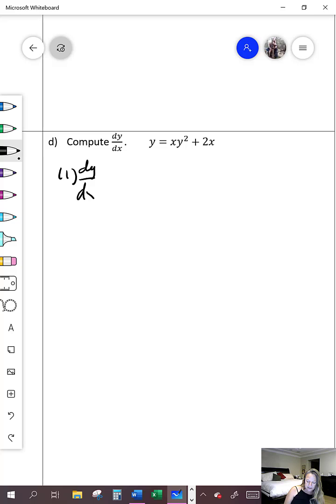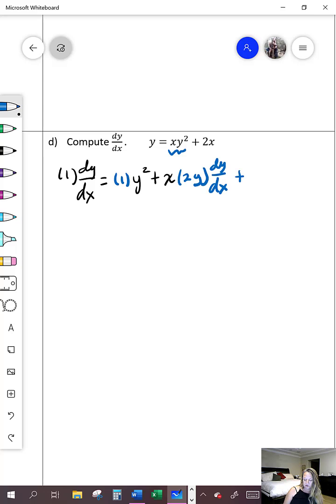It is equal to, so we're going to need to use the product rule here. When we take the derivative of our first function x, that's 1, times the second, which is y squared, plus the first x, times the derivative of the second, y squared. The derivative of y squared is 2y, times, because y is a function of x, dy dx, plus now the derivative of 2x, which is just 2.